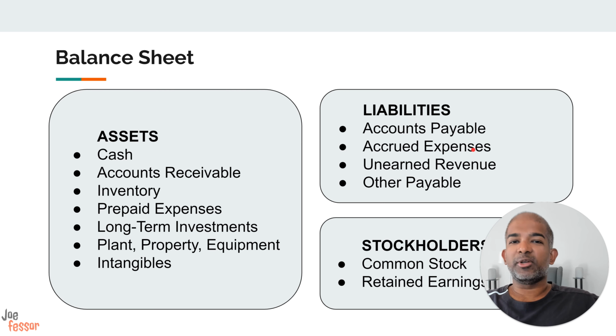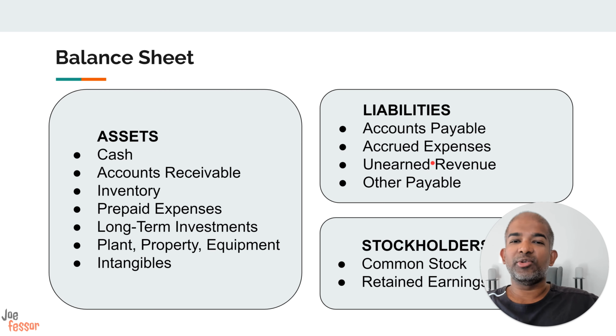If you bought something from your suppliers and you haven't paid them yet, then that's classified as an accounts payable. That's a liability because you owe your suppliers in the near future. You're liable to pay them in the near future. Accrued expenses are a liability because you've incurred certain expenses but you haven't paid for them yet. Unearned revenue is a liability because your revenue has not been earned yet.